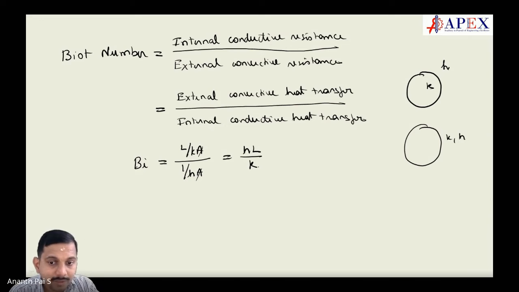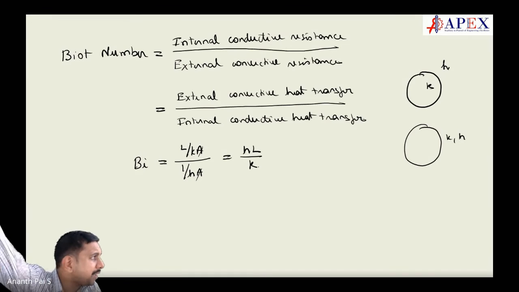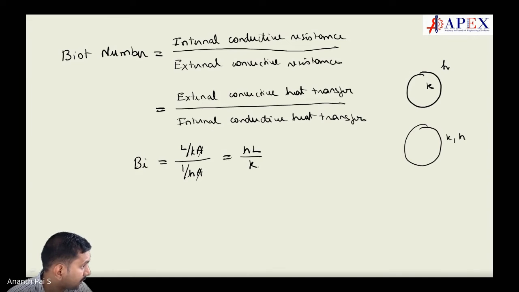Now, if K is very big, what does it mean compared to H? This is a comparison, L is constant. It is a comparison between H and K. If H is very big compared with K, what does that mean? Conduction heat transfer is more, convective heat transfer is less.